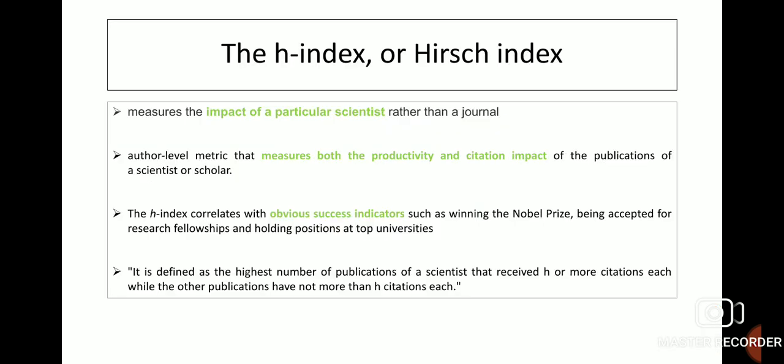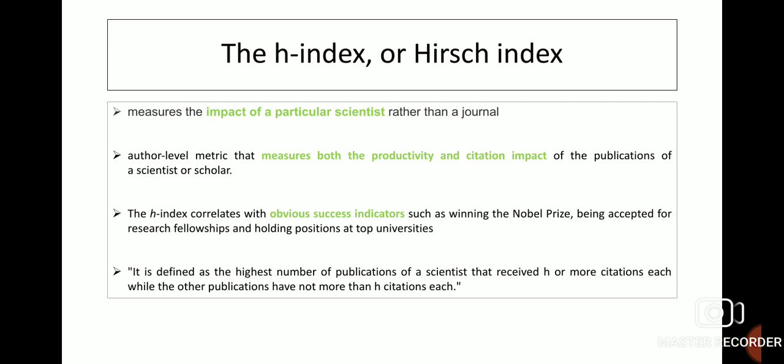Next is the H index, which is also called the Hirsch index. It measures the impact of a particular scientist rather than a journal. It is an author level metric that measures both the productivity and citation impact of the publications of a scientist or scholar. The H index correlates with obvious success indicators such as winning the Nobel Prize, being accepted for research fellowships, and holding positions at top universities.